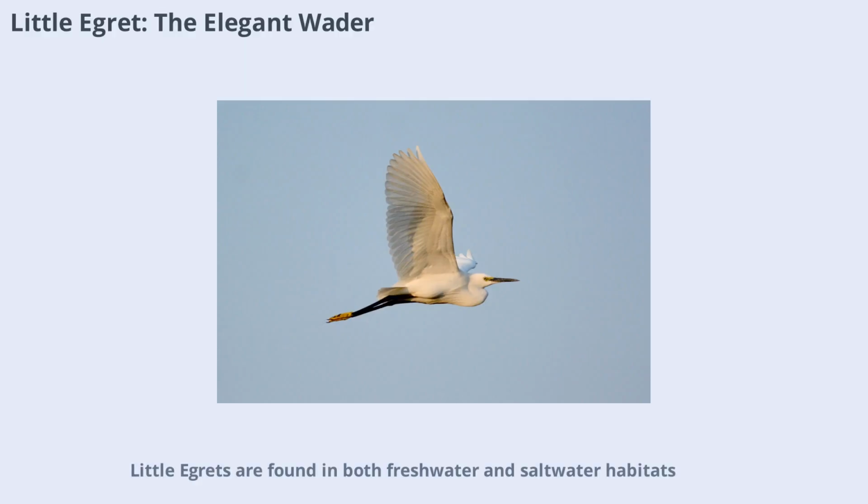Little egrets are found in both freshwater and saltwater habitats, including ponds, rivers, and estuaries. Their diet consists of insects, fish, frogs, and small reptiles. These graceful birds are widespread residents, though absent from some parts of northwest and northeast India.